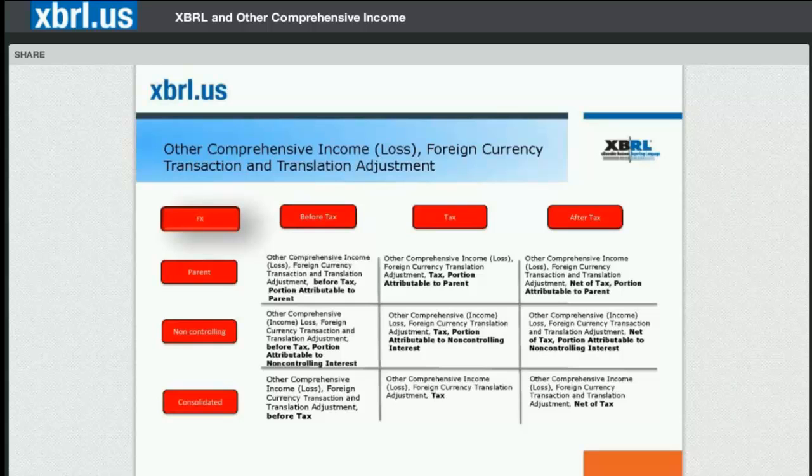You can see that the element name is suffixed with the tax status. And we see before tax, tax, and net of tax, and the applicable consolidated position, including or net of non-controlling interest, and the portion attributable to non-controlling interest. So this is attributable to parent. This is portion attributable to non-controlling interest, and here we have the consolidated amount.